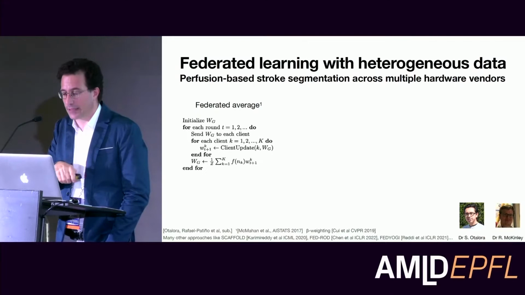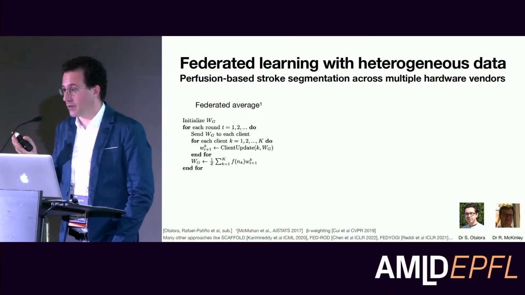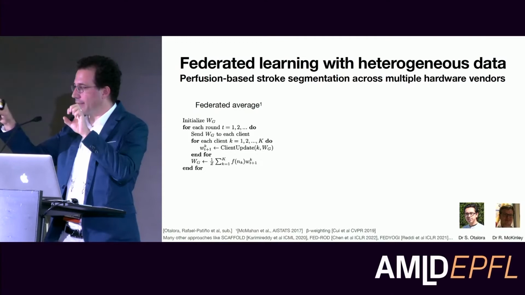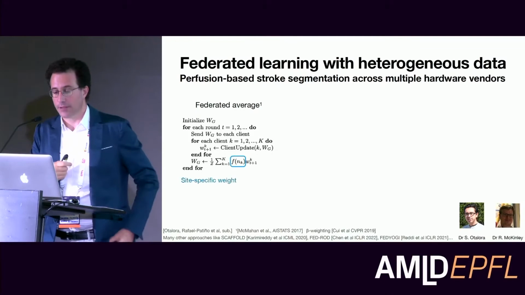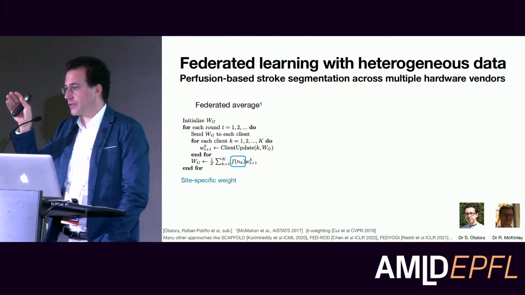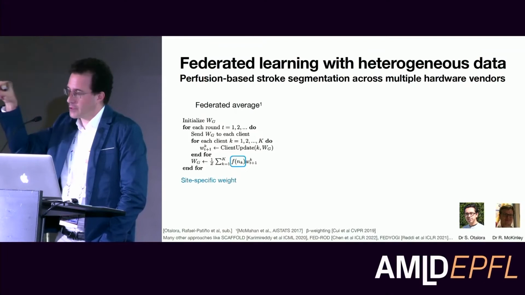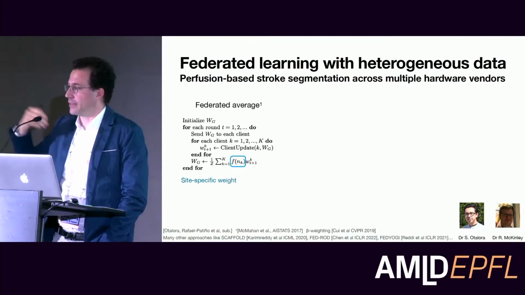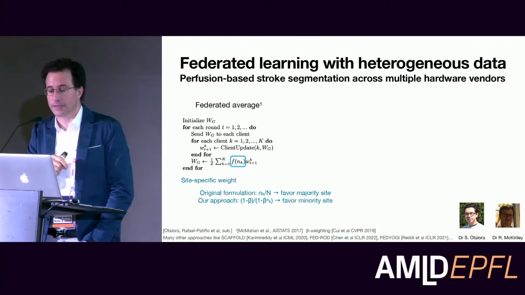So this is the federated average classical machine learning algorithm. Essentially, you have a big model, you give this big model to the clients, they do a little bit of updates, they send it back to the server, and then the server decides how to weight the different contributions from the different centers. Classically, this is the weighting term here, a site-specific weight. So to get the big model, I will just reweight these individual site-specific models by the number of samples they have. If a site has, say, 20 patients, I will not take this into account too much, but if a site has 100 patients, I will take it into account more. So this is the classical federated average formulation on top. This N_k over N favors the majority site.